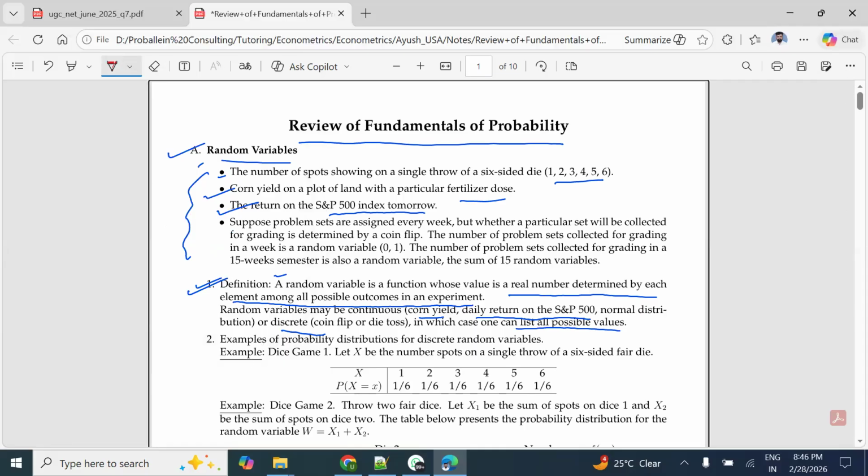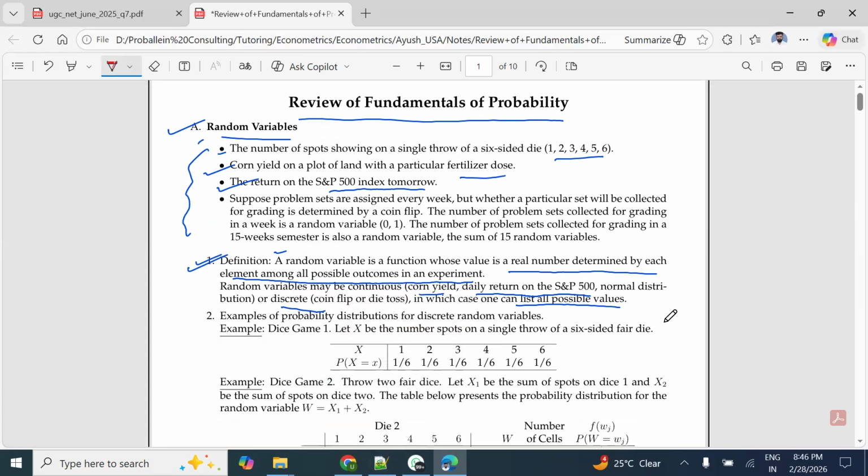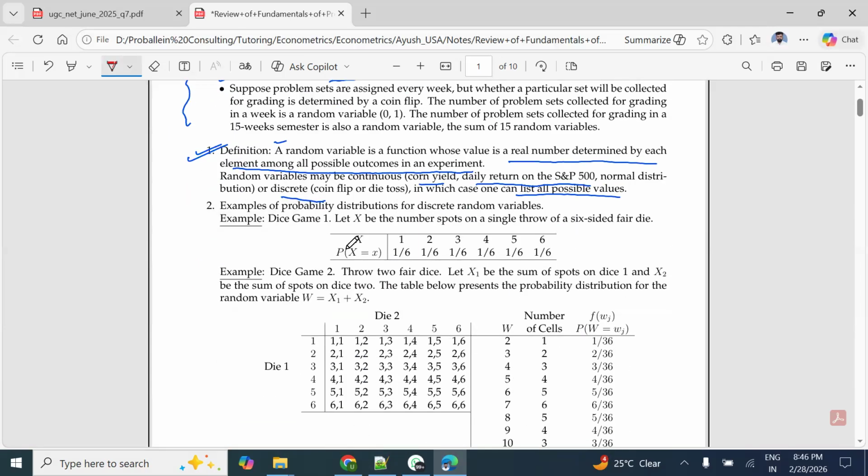So now, examples of probability distribution for discrete random variable, already we have discussed. Like dice game 1. Let X be the number of spots on a single throw of a six-sided fair die. So this is the random variable, and this is the probability of X taking the value of small x, that is, the specific values of the random variable, right?